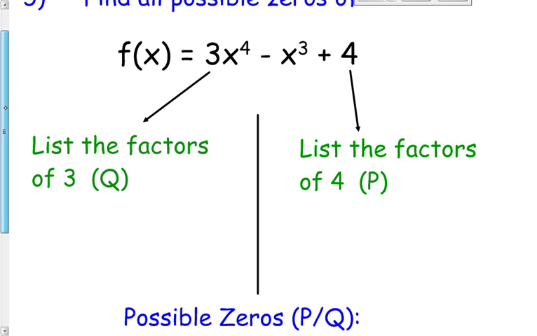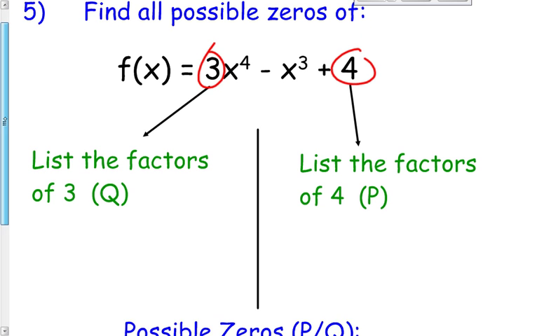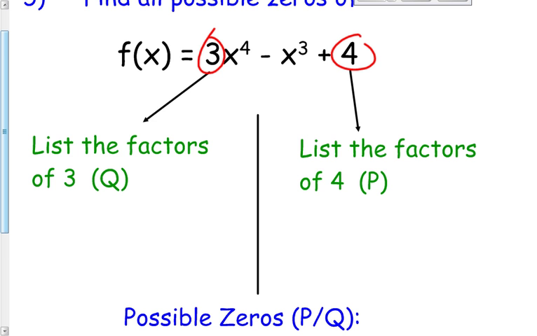If we look at the factors of p and the factors of q, they are right here and right here. So what are the factors of p? What are the factors of 4? Well, it's 1 times 4 and 2 times 2. So the factors are 1, 2, and 4. The factors of q, which is 3, are just 1 times 3.